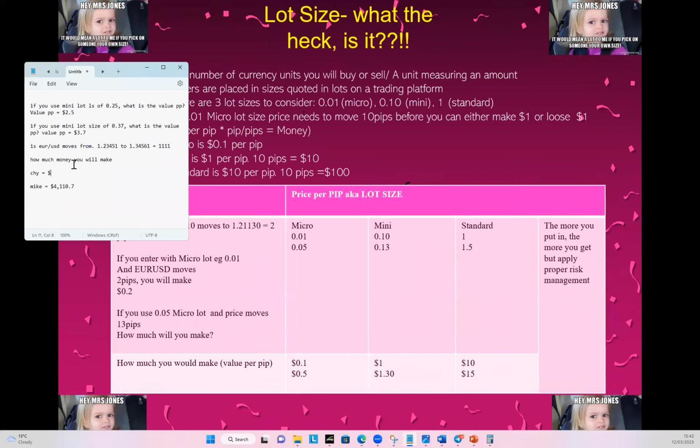How much money will you make based on your value per pip on my screen? Based on $2.50, how much money will you make with this number of pips? $2,777.50. Okay, that is correct.